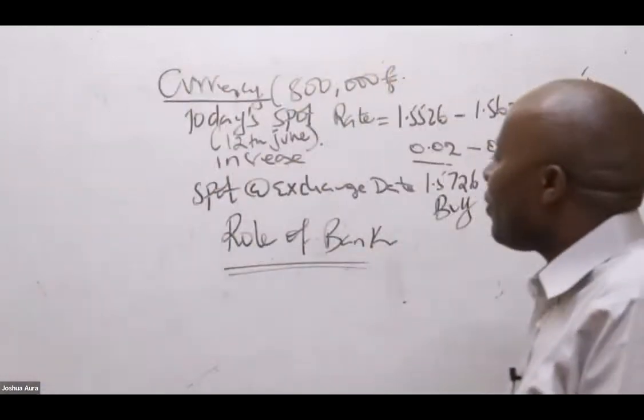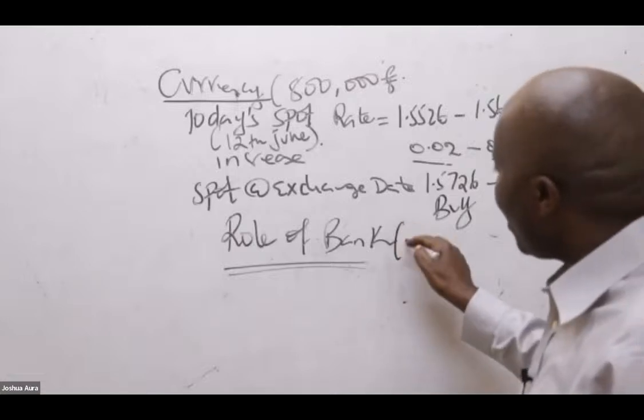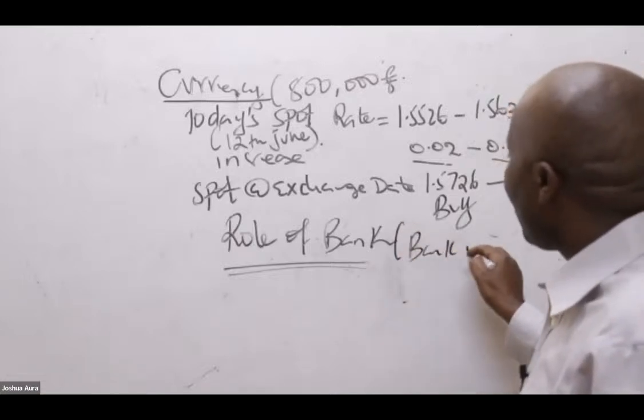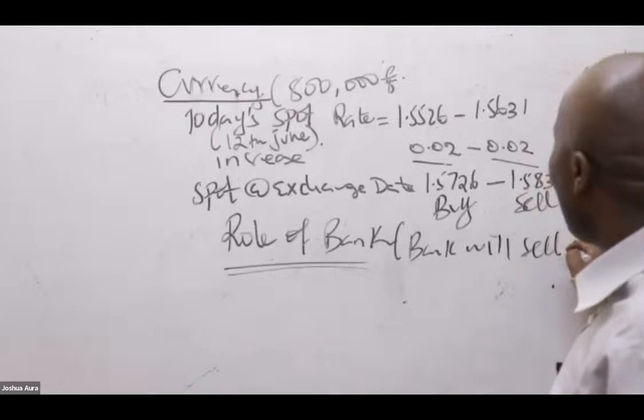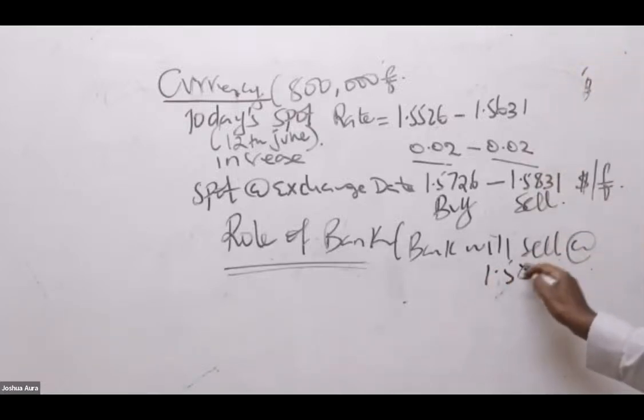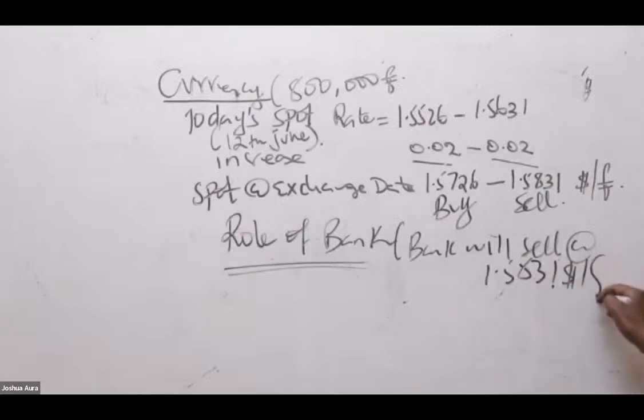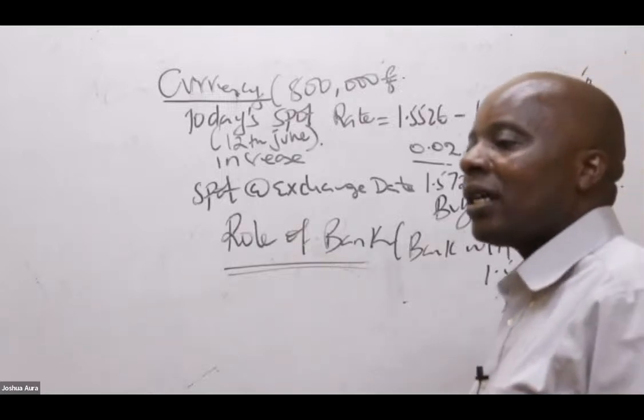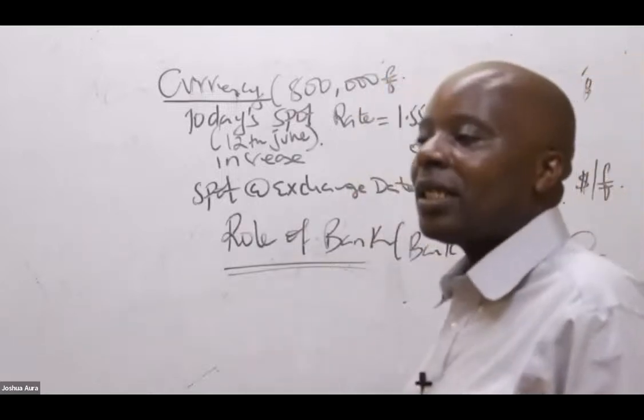So this given, ladies and gentlemen, just makes it easier: the bank will do what here? The bank will sell. So the bank will sell at what rate? We have the selling rate. The selling rate is $1.5831 per what here? Per pound, like that. So could you kindly go ahead and sell rather than exchange?